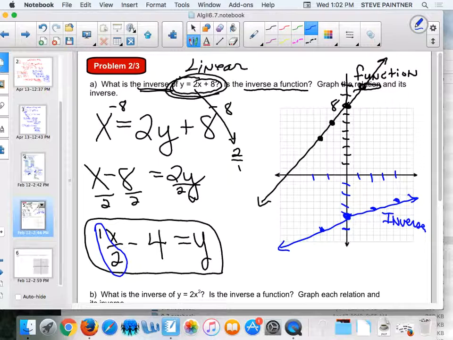Is it a function? The inverse? Yep. Draw a vertical line. You keep hitting it once. So yes, it's a function.